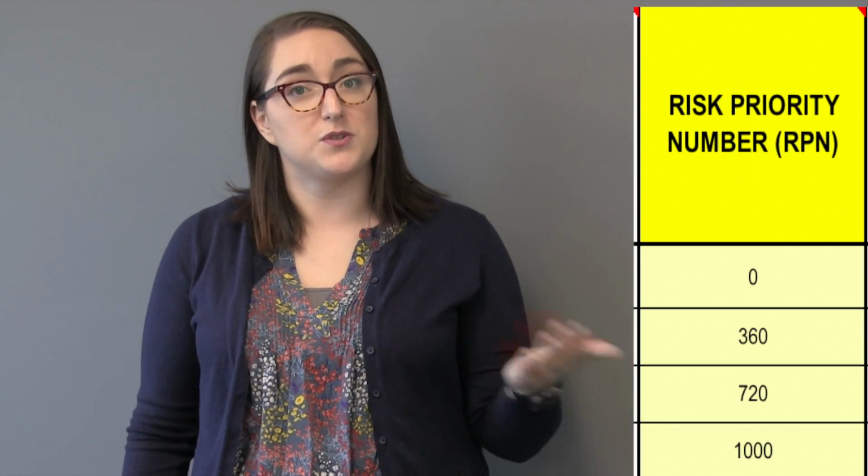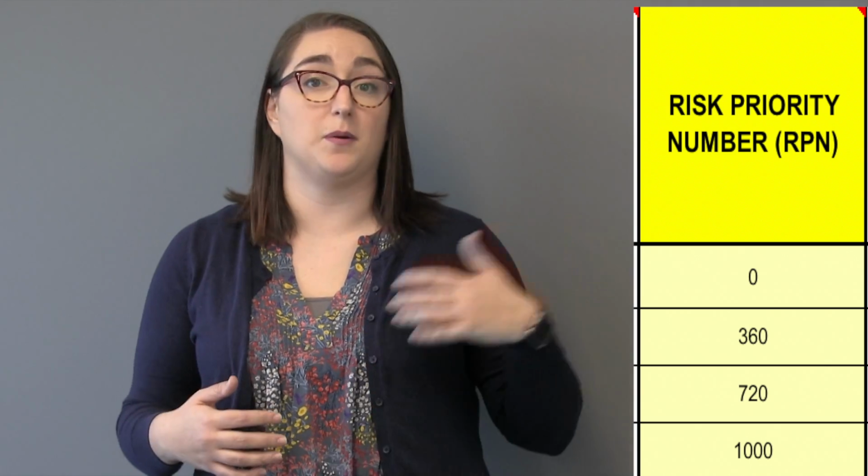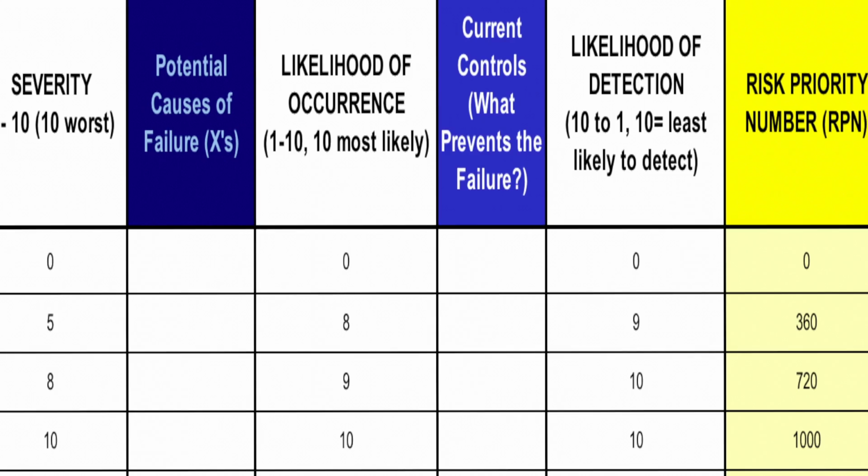From this, those scores are going to multiply together and give you a number range from 0 all the way up to 1,000. The higher the score, the bigger the risk is, and this is really where you're going to focus on drilling down and mitigating these risks. You don't have to focus on every risk you put in this tool, just the big ones with high scores.